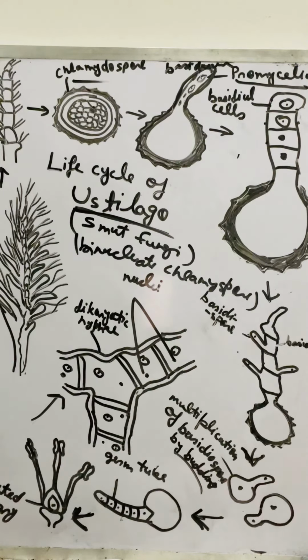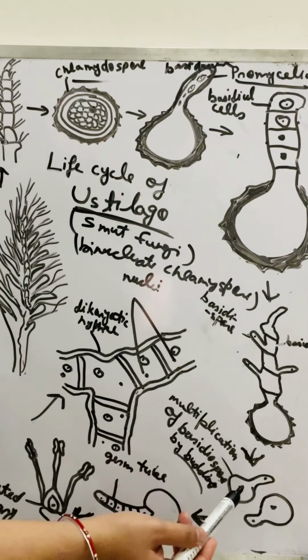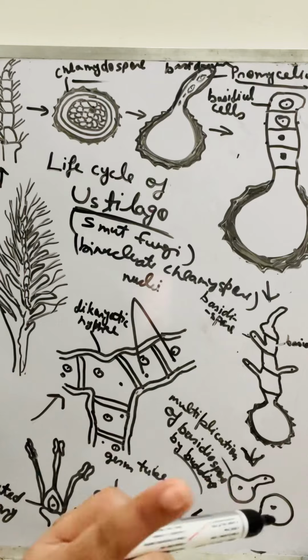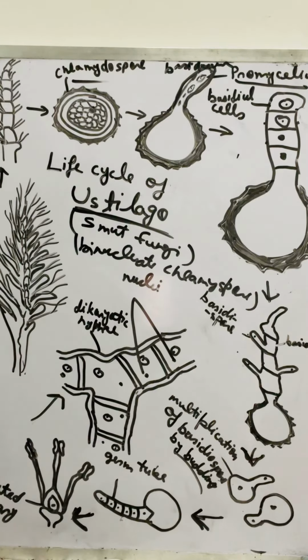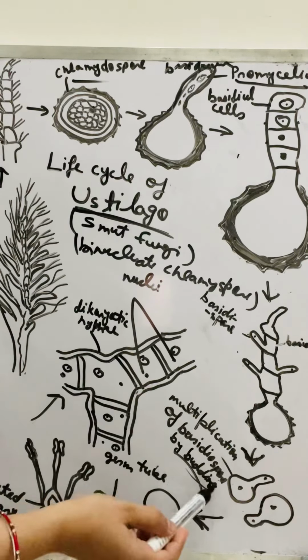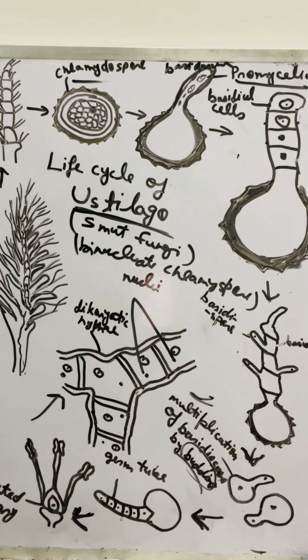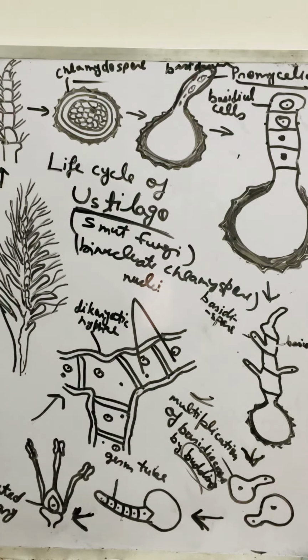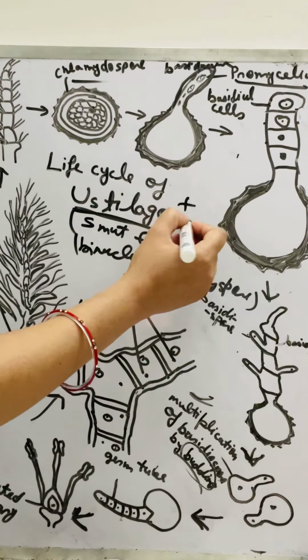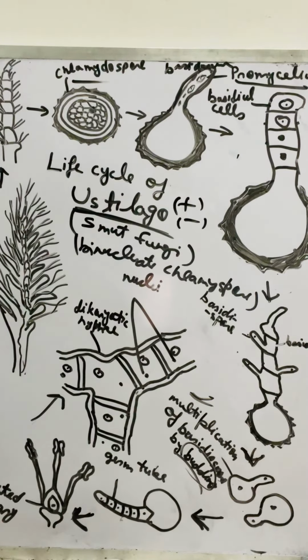The basidiospore is thin-walled, uninucleate and oval in structure, with a single nucleus, and it multiplies by budding. How does the basidiospore germinate? Germination starts through a monokaryotic mycelium, which will be a positive strain and a negative strain. That is the life cycle of Ustilago.